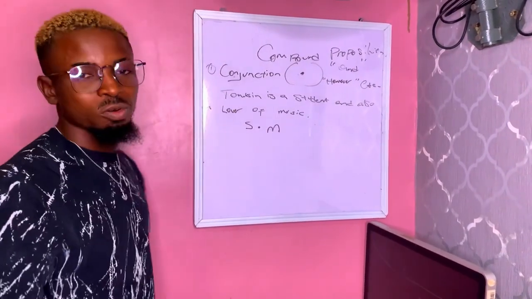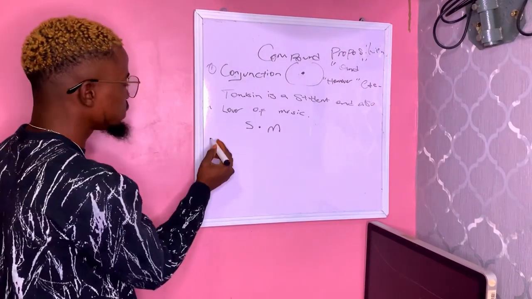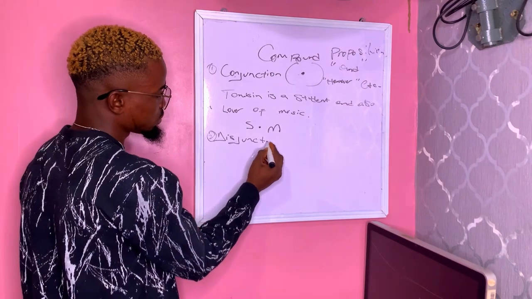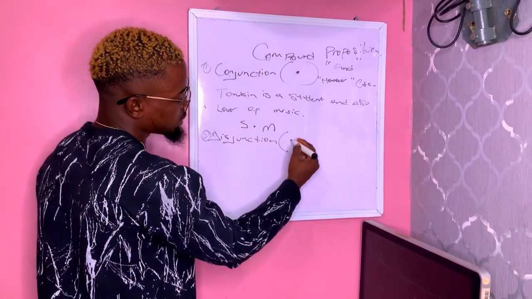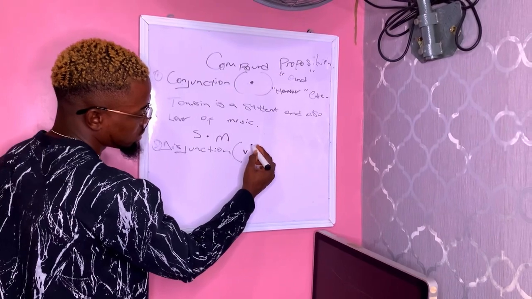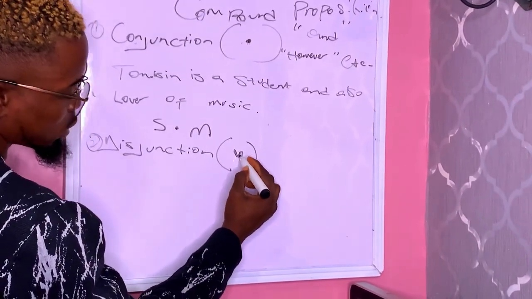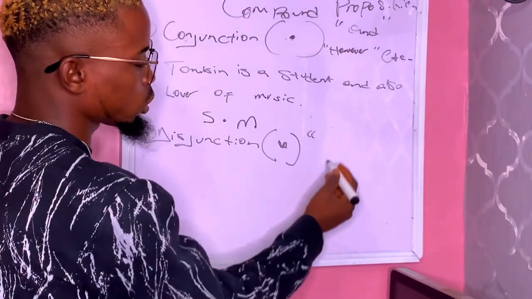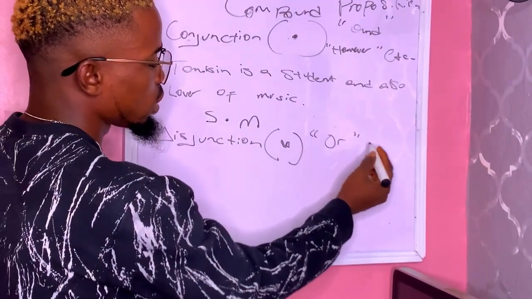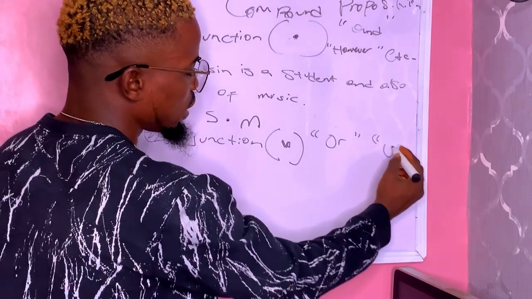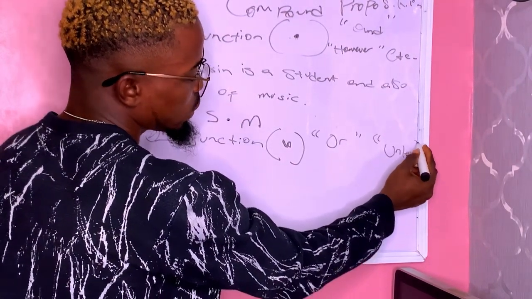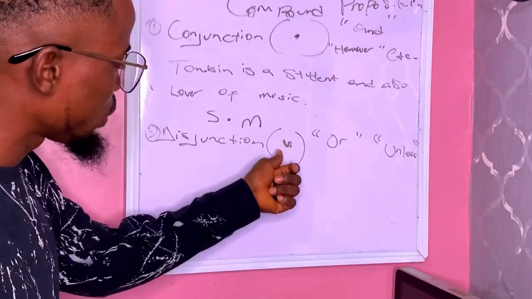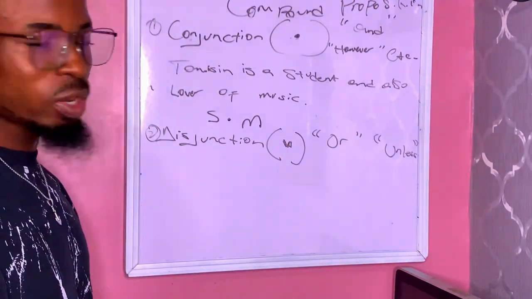Then the next type of compound proposition that we have is called disjunction. This is the sign for disjunction. They call it V, just a small V. The English word that we use for disjunction is "or". We also use "unless". So that means anywhere you have "or" and also anywhere you have "unless", you are going to represent it with this small V when you are symbolizing.